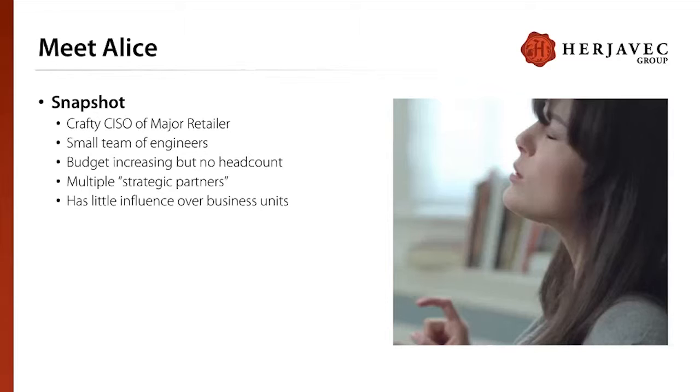Let's meet Alice. So Alice is a crafty CISO, and we put her in the retail world. And if anybody on the webinar is in the retail world, it's very thin margins, so the ability to do more with less is key from an IT perspective. So she has a small team of engineers. They don't have any budget for any type of headcount. She's been given some OpEx budget, which she intends to use and has been using for managed services. She's looking for strategic partners, but how they're defined tends to be pretty loose.